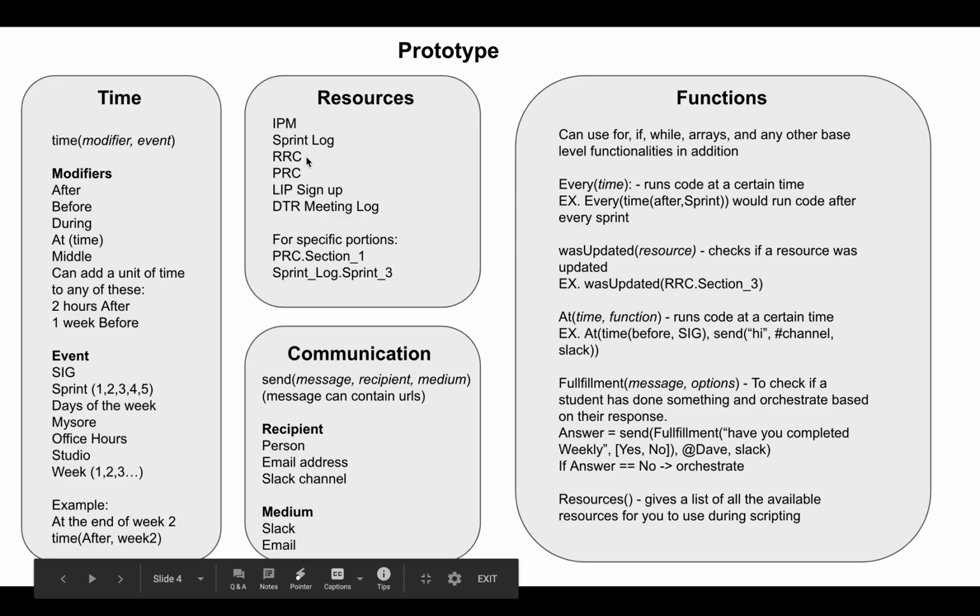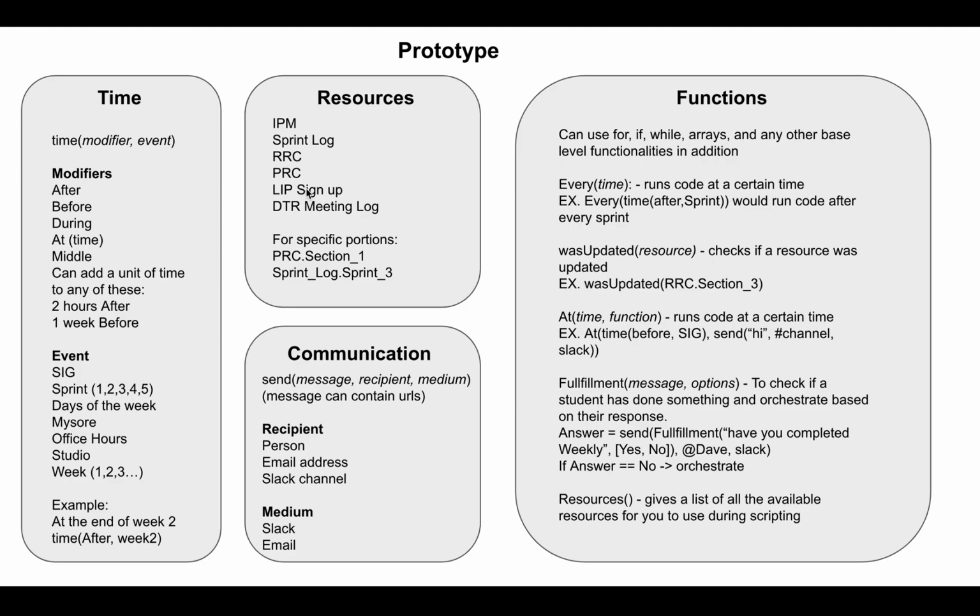Resources, this is a list of the common DTR resources that students and mentors use throughout the week. You can also similarly access specific portions of them, such as the specific section of your research canvas or a specific sprint in your sprint log. This allows mentors or whoever's using the scripting language to access different DTR resources easily. And then communication allows for Slack messages to be sent automatically, similar to a Slack bot, choosing a recipient, and then also can be sent via email if necessary.